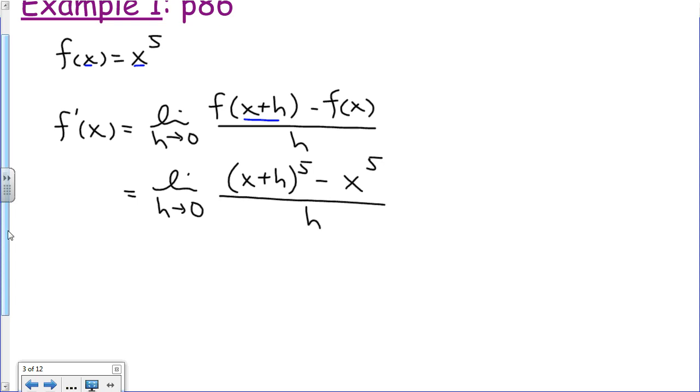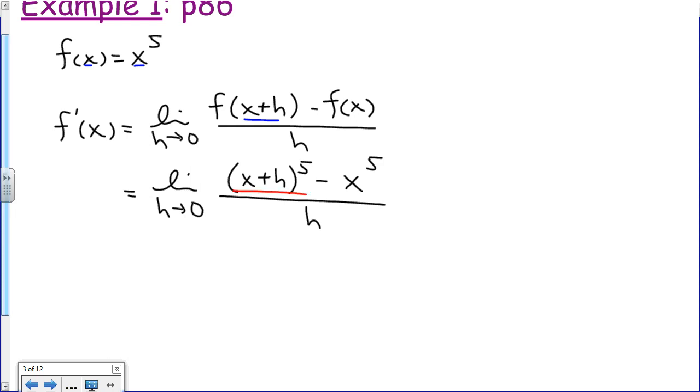Notice we start with the same first step that we did with the other definition that we saw back in section 3.2. Starts out with substitution. Write down the definition first of all, and then substitute in what you can for function f. Now, in order for us to evaluate this, we actually need to expand this guy right here.